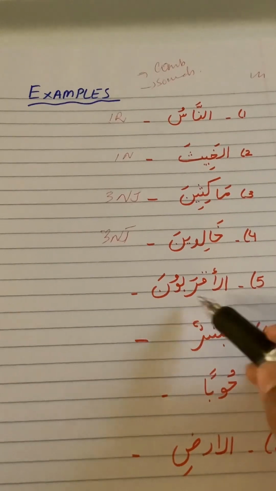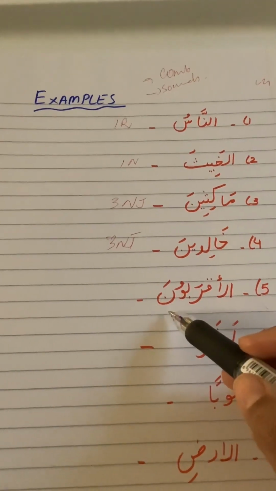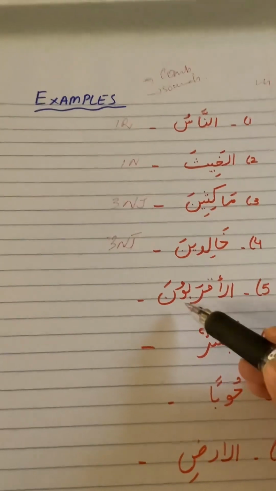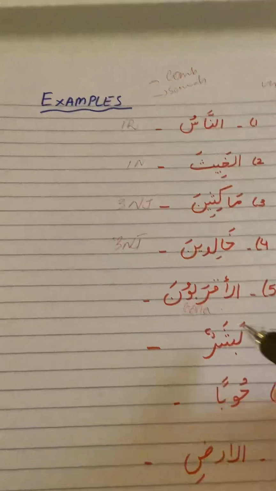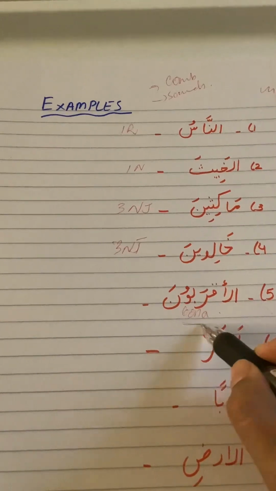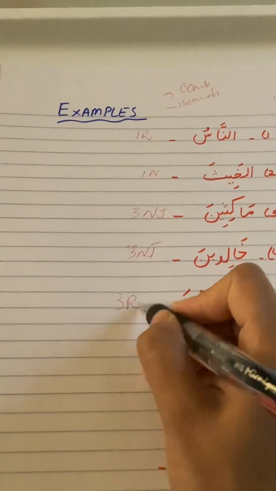Next word is al akrabuna. Is it a combination or a sound? Al akrabuna. I hear una. So that means that is una. It's from the third column of the Muslim chart, and that means it's three rafa.